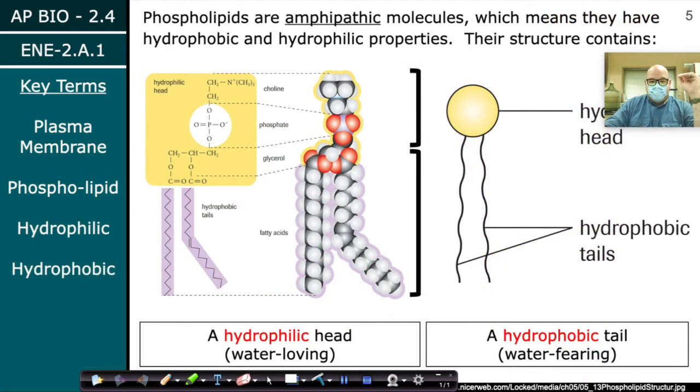Okay, so here we are breaking this down on the molecular level. So you can see that you have a phosphate group right here.